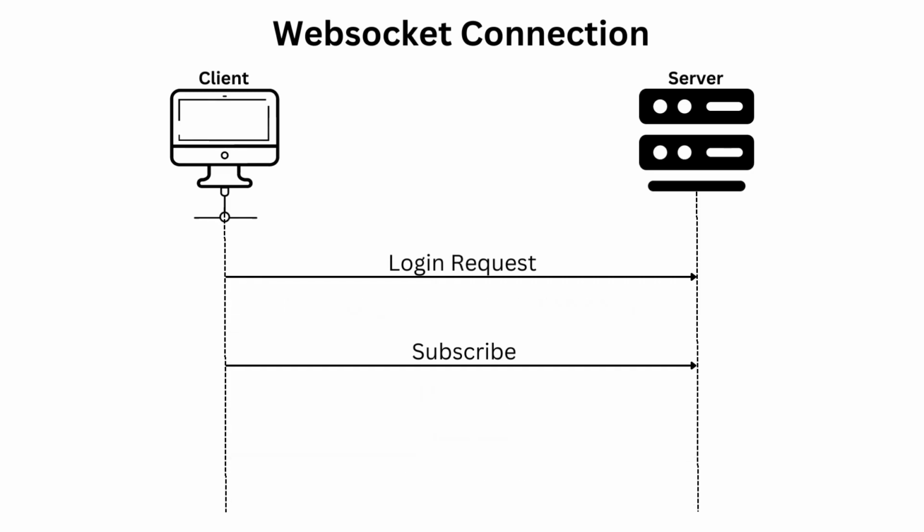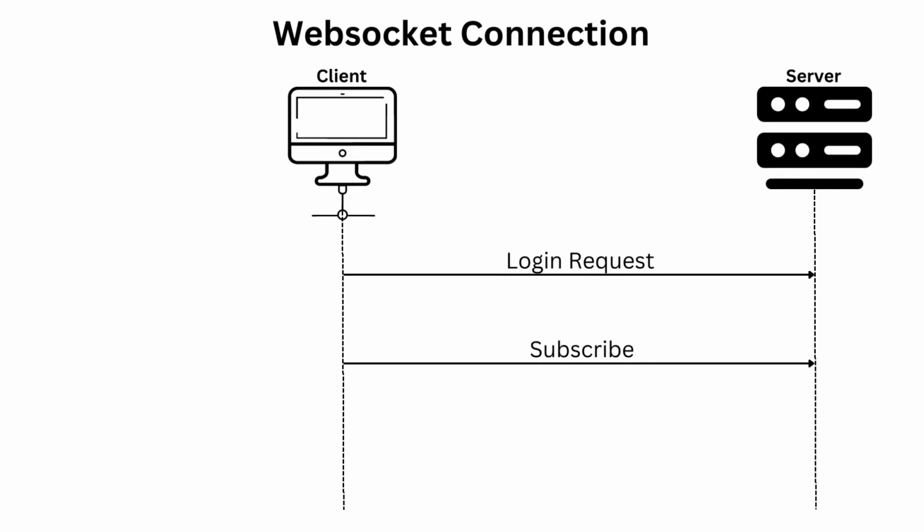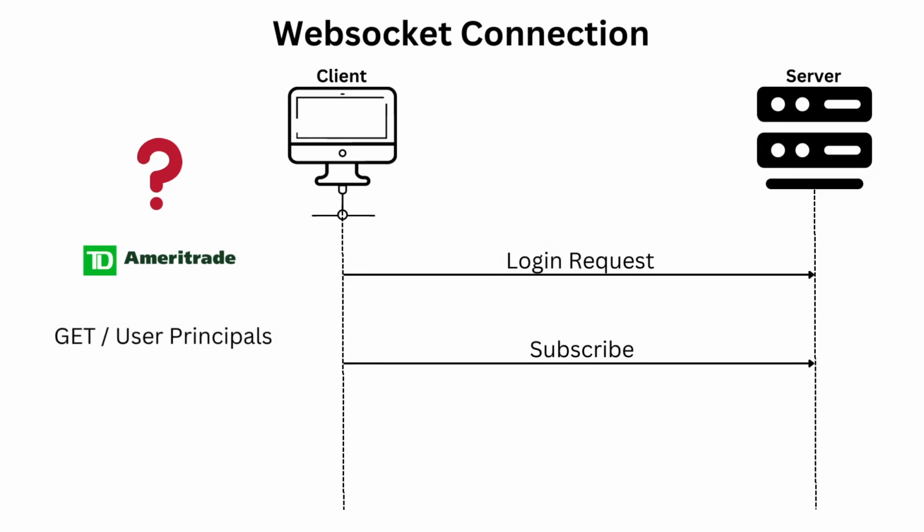Now, we need to find out what information is required for the login and subscribe messages. TD Ameritrade provides a Get User Principals API, which will return all the information required for us to log in, and for the subscribe and unsubscribe messages. Let's find out how to get those.